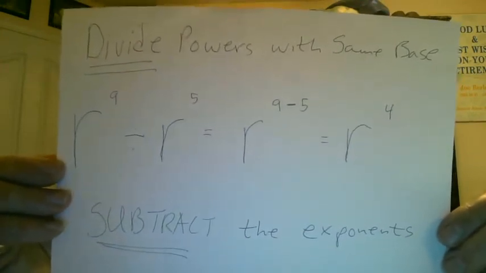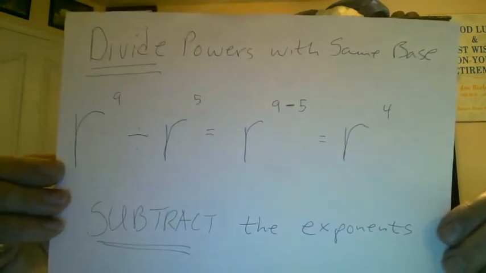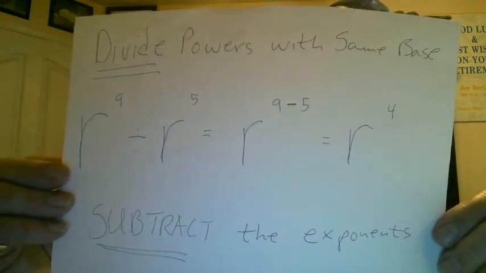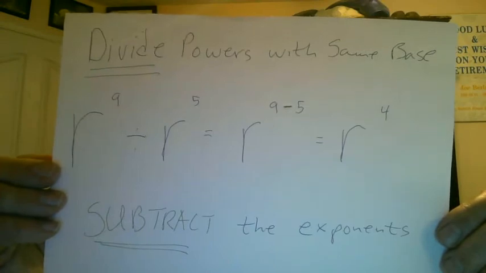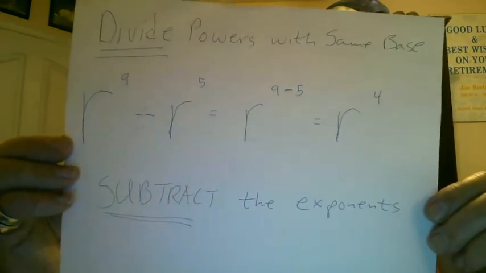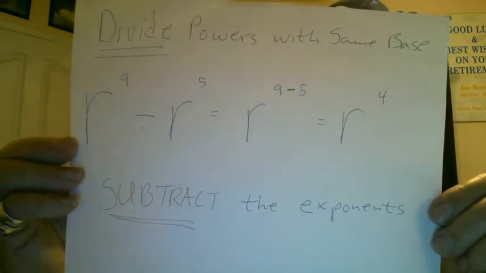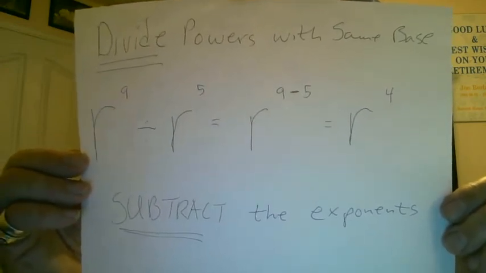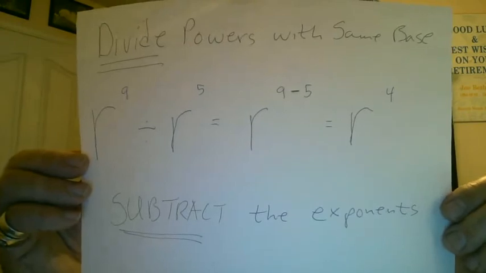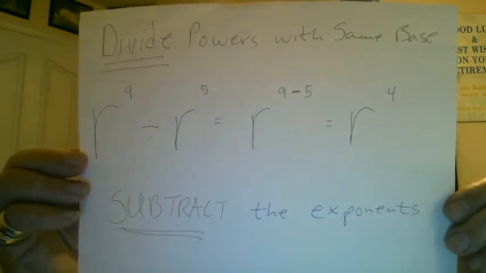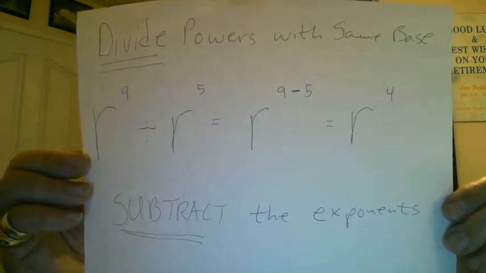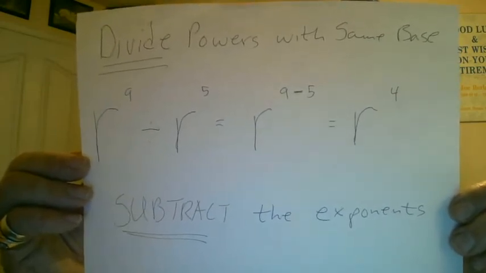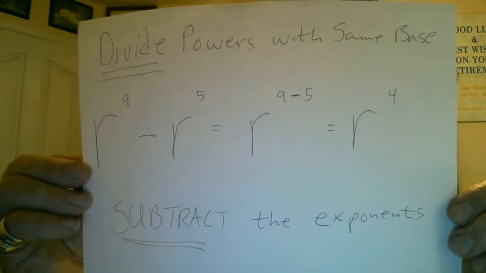So when we divide those powers with the same base, what we're doing is subtracting the exponents. So once again, we have the same base, which is r and r. We take r to the 9th divided by r to the 5th. That gets us r, 9 minus 5, which is r to the 4th. Same base exponent, subtract the exponents when we divide. So r to the 9th divided by r to the 5th equals r, 9 minus 5, which is r to the 4th. Subtract the exponents.